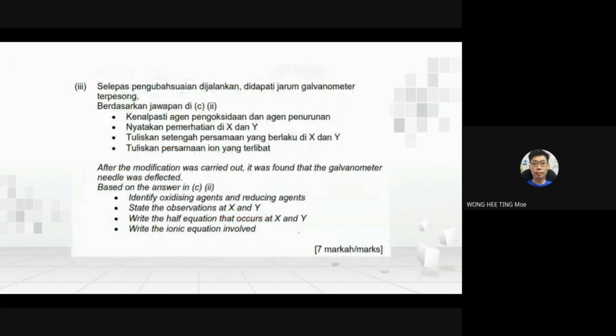Okay, now, after the modification was carried out, it was found that the galvanometer needle was deflected. Based on your answer, identify the oxidizing agent and reducing agent, state the observations at X and Y, write the half equations that occur at X and Y, then write the ionic equation in MOV.